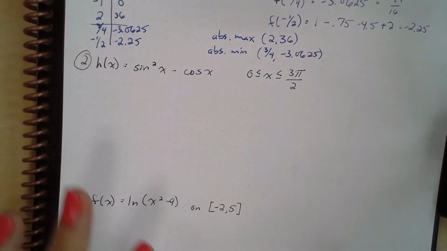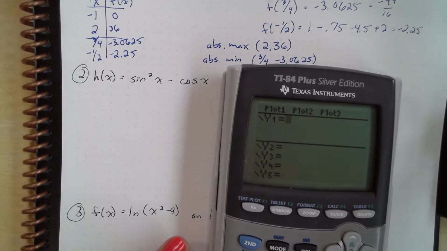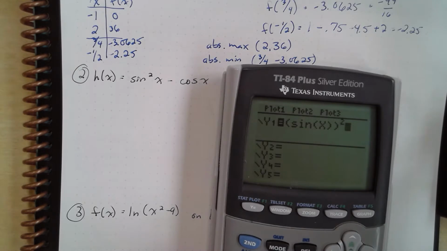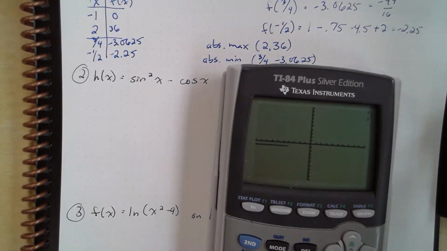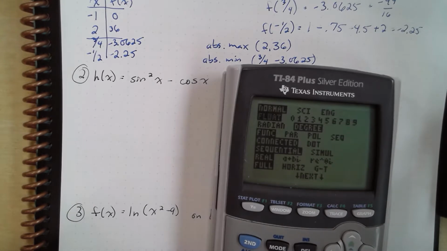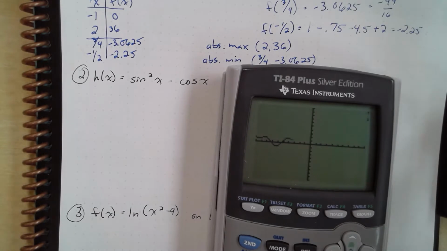Let's do one with our calculator here. Okay, I'm going to go to my calculator and type in sine of x, quantity squared, minus cosine of x. Always fun to graph. Graph that out. And actually, now that I'm thinking about it, I used my calculator earlier today, and I think I put it in degrees, and I didn't put it back into radians. Yep, there's our problem. Okay, graph that again. Ooh, that looks a little bit better.